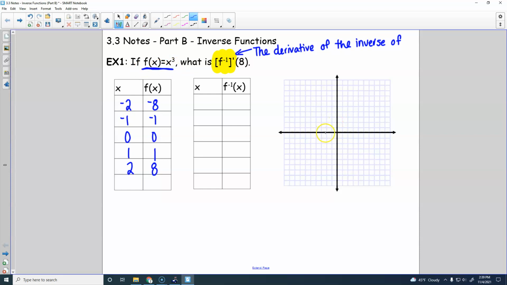Okay, so if I graph those, I've got -2, -8, -1, -1, 0, 0, 1, 1, and 2, 8. So this is my f of x.